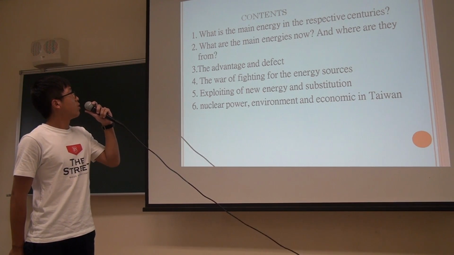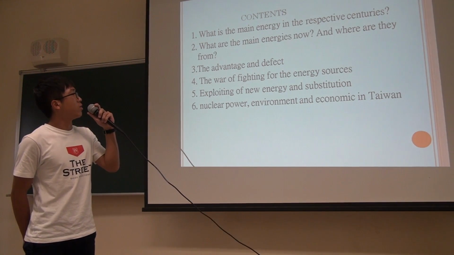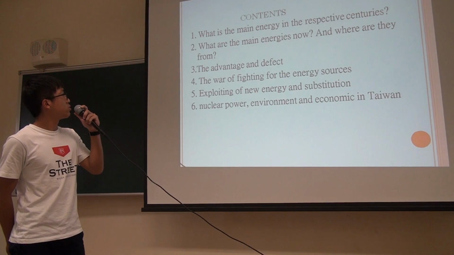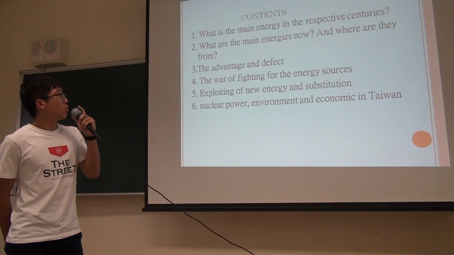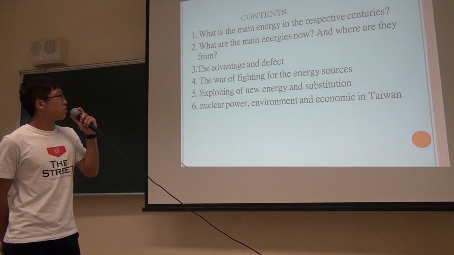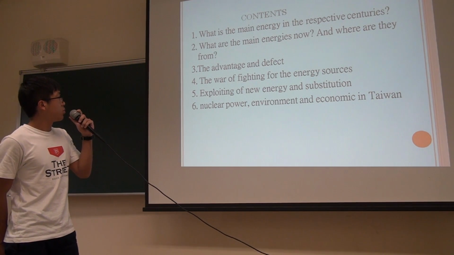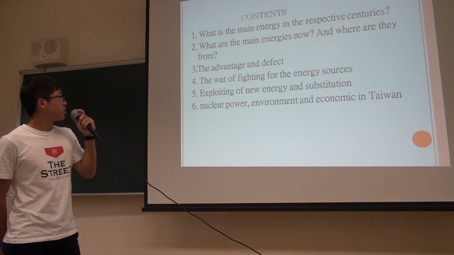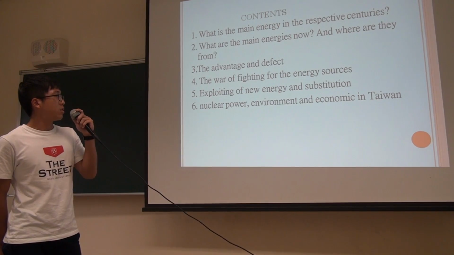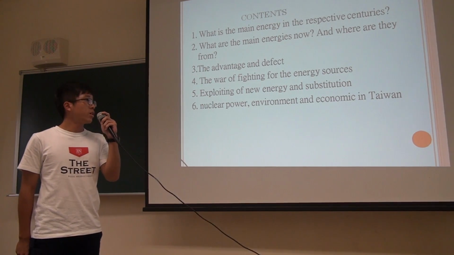Number 2, what are the main energies now and where are they from? Number 3, the advantage and defect. Number 4, the war of fighting for the energy sources. Number 5, exploiting of new energy and substitution. Number 6, nuclear power and environment and economic in Taiwan.